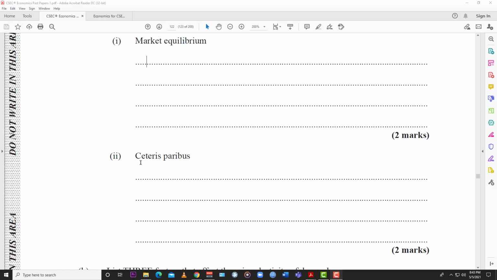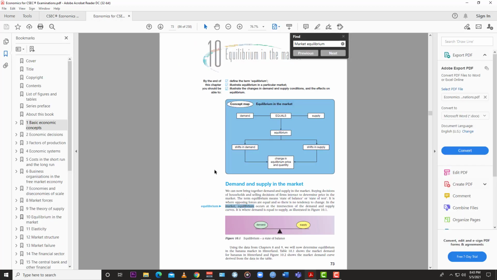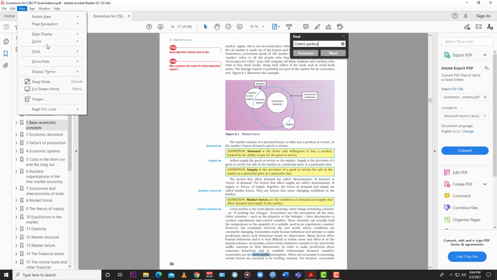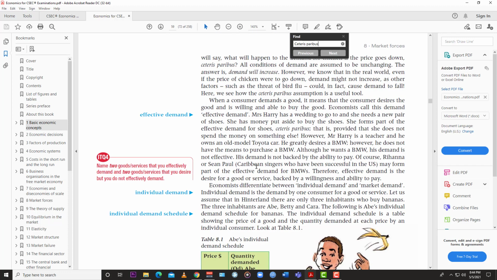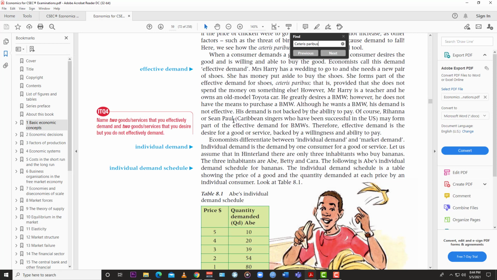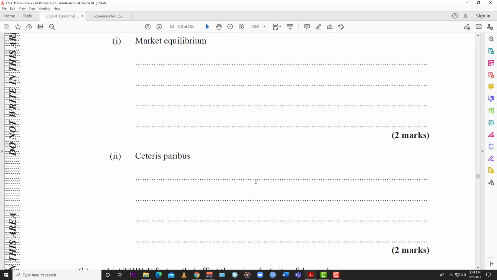And then ceteris paribus is a Latin phrase for all things remaining constant, or other things not changed, however you want to phrase it. But if you want a textbook answer, in the textbook you can see here the definition of ceteris paribus. It's a Latin phrase meaning other things remaining constant, or if nothing else changes. So all things remaining equal, all things remaining the same, all things remaining constant. That's what ceteris paribus means. And of course, the market forces are supply and demand, and where supply and demand intersect, you have what you call market equilibrium. So that's the answer for those two questions.